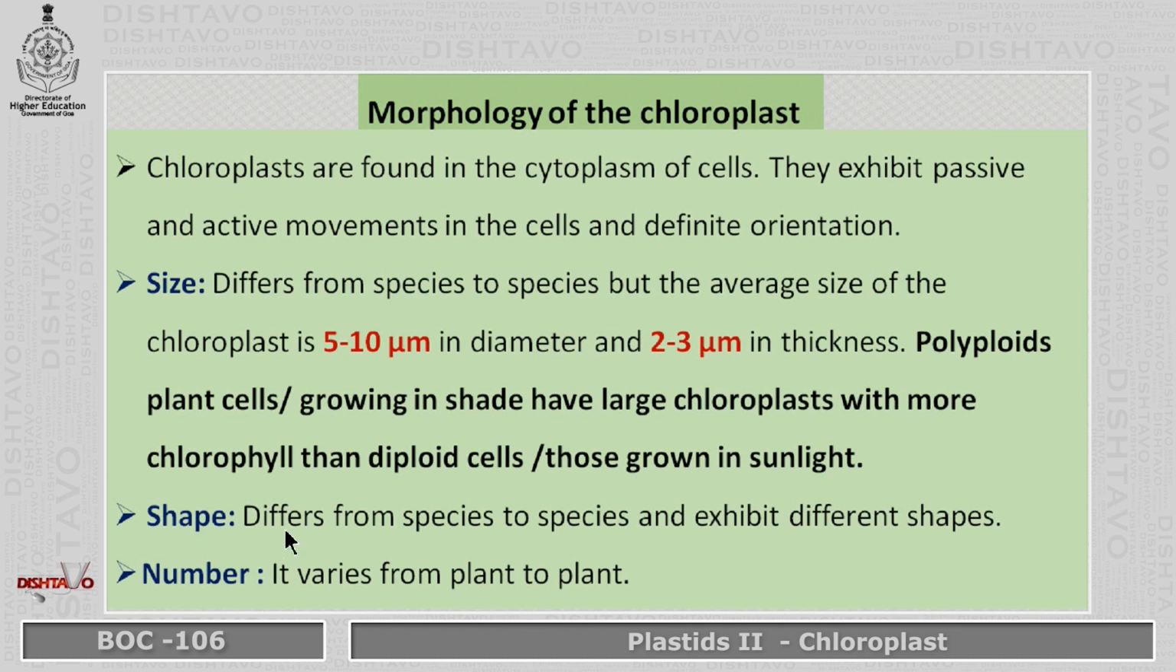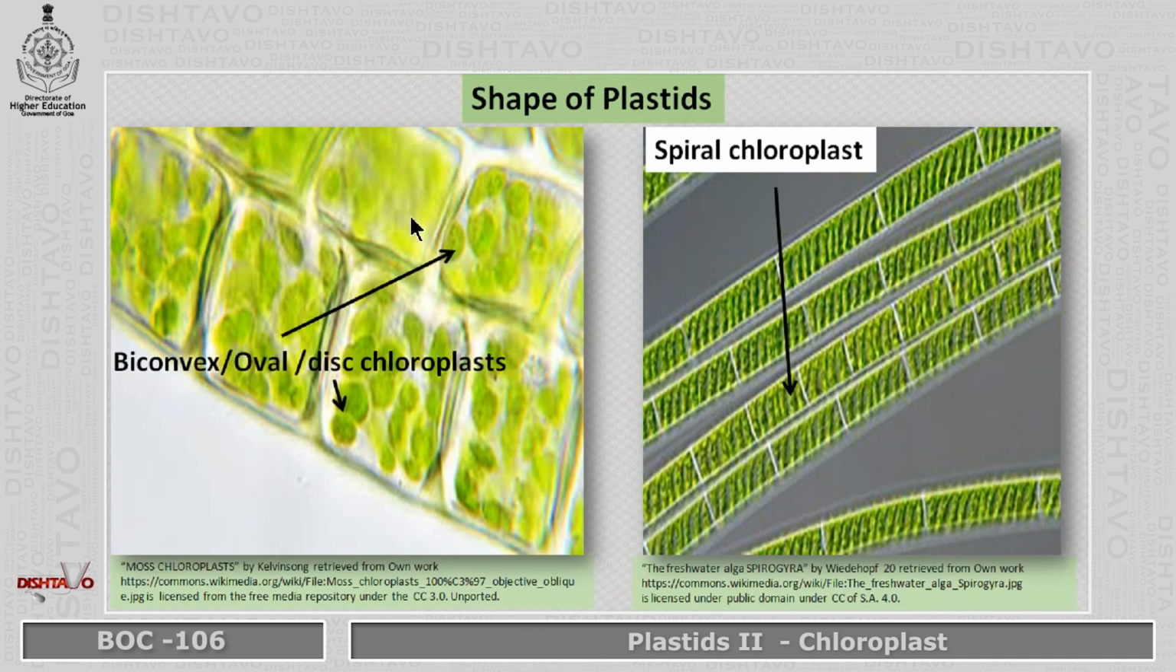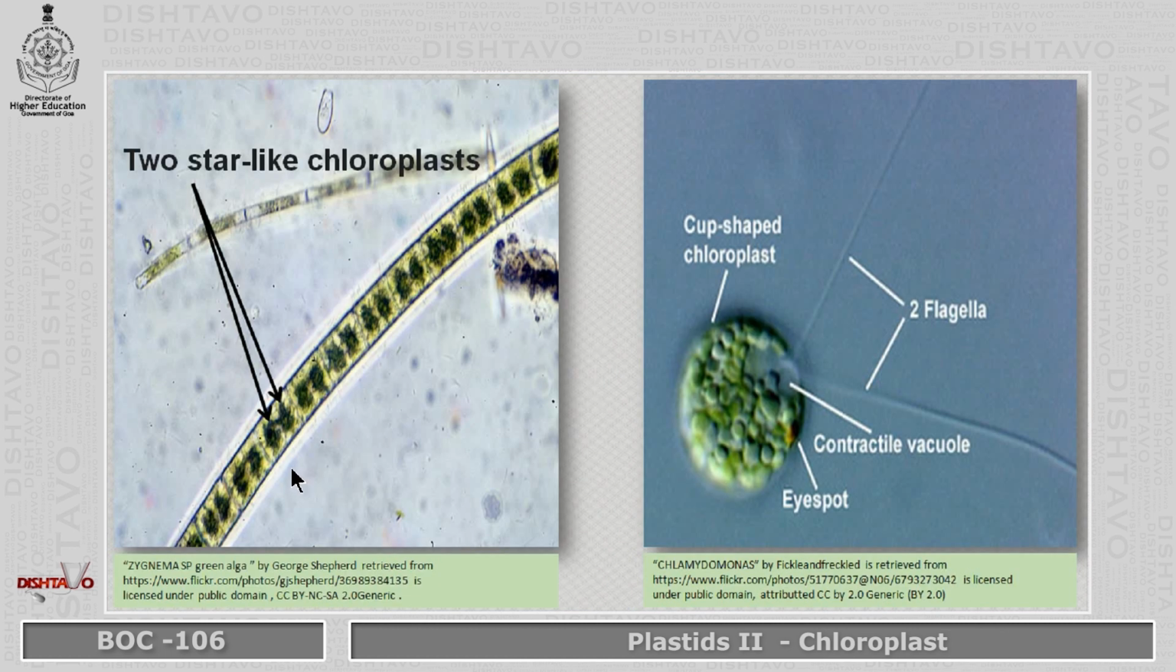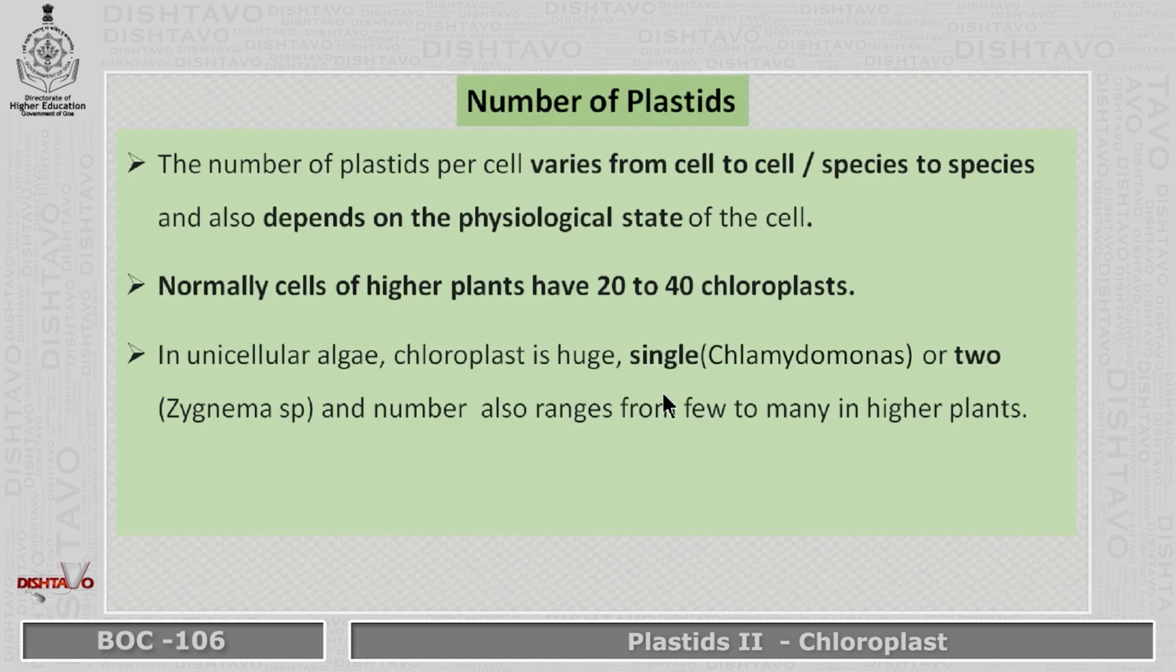We come to the shape of the plastids; we see there are different types. Here we have the disc shape or the oval shape. Then we have the spiral shape, which is found in Spirogyra. This is a moss cell, showing the oval or disc-shaped chloroplast. Here we see Spirogyra with a spiral shape. Then we have Zygnema, which has two star-shaped chloroplasts, and then this unicellular organism, Chlamydomonas, which has a cup-shaped chloroplast.